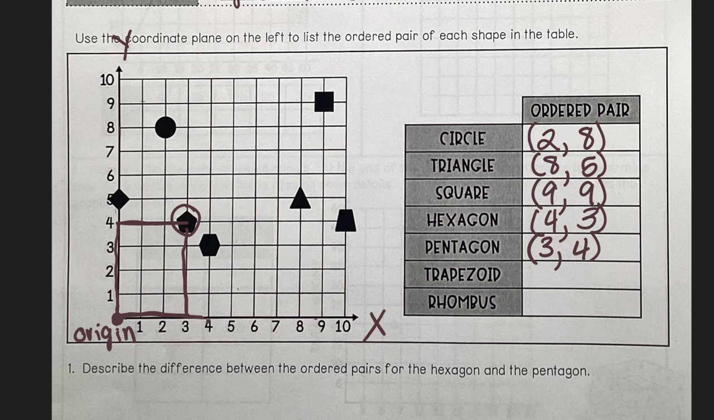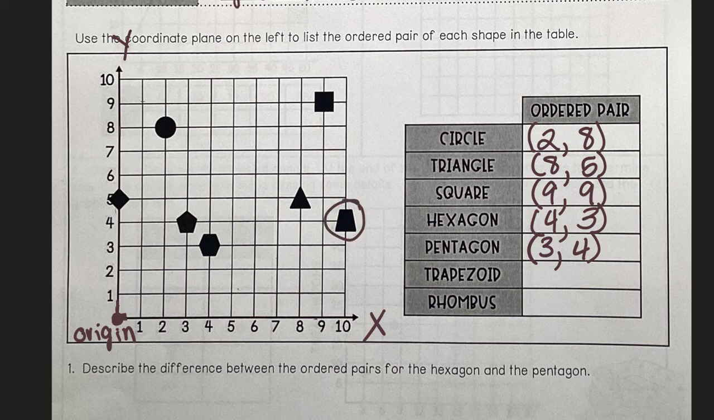So the coordinate pair for my pentagon is 3, 4. All right. Next, I'm looking for a trapezoid. A trapezoid is a 4-sided figure with 2 parallel sides. One side is usually shorter than the other. We call those bases. So again, my trapezoid is going to be located way over here.